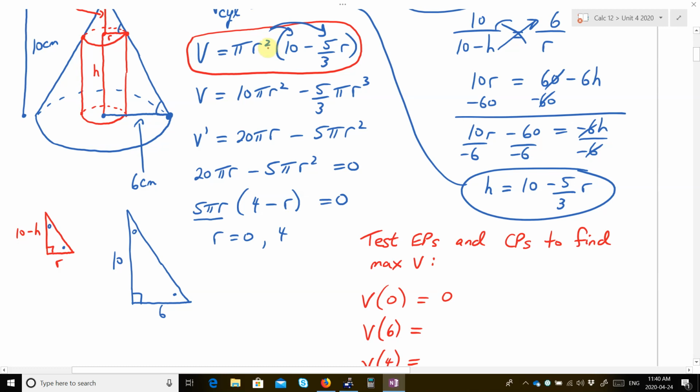If I were to try putting 6 in there, I'm going to get 0 as well, because negative 5/3 times 6 is negative 10, and then I'd have 10 minus the 10, so I'd make that term 0. It would make the height of the cylinder 0. So that's going to give a volume of 0. And then we have to do it for r equals 4.